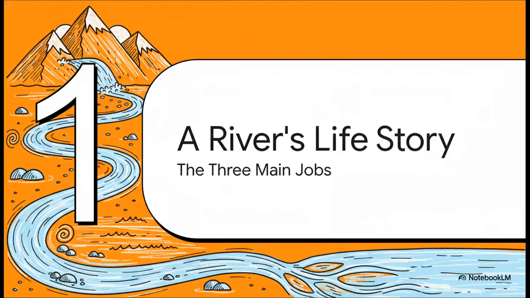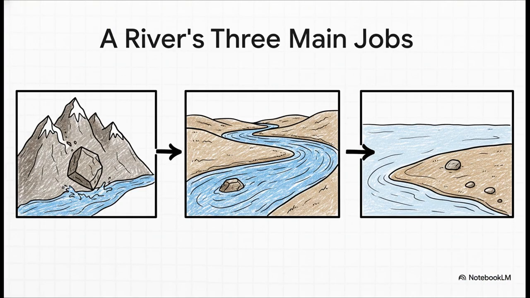For all its complexity, everything a river does to the landscape really comes down to just three main jobs. These three processes define its entire existence, from the mountains all the way to the sea. So what are they? First, it erodes, that's the wearing away part. Then it transports, it's got to move all that debris it just broke off. And finally, when it starts to lose steam, it deposits that material, dropping it and building up new land. Erode, transport, deposit, that's the rhythm of the river.